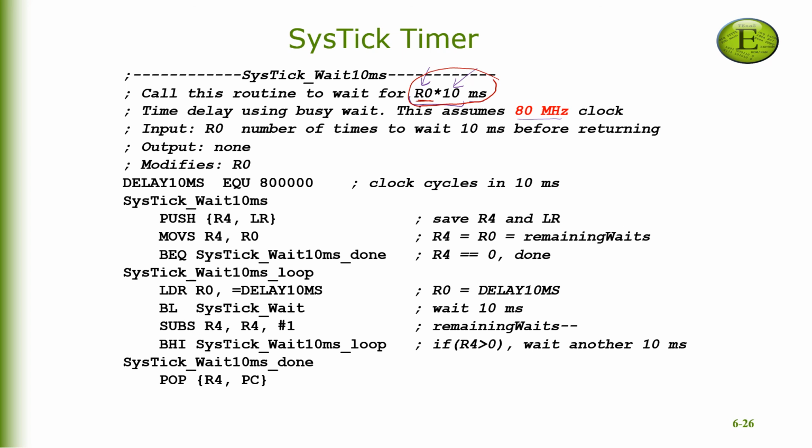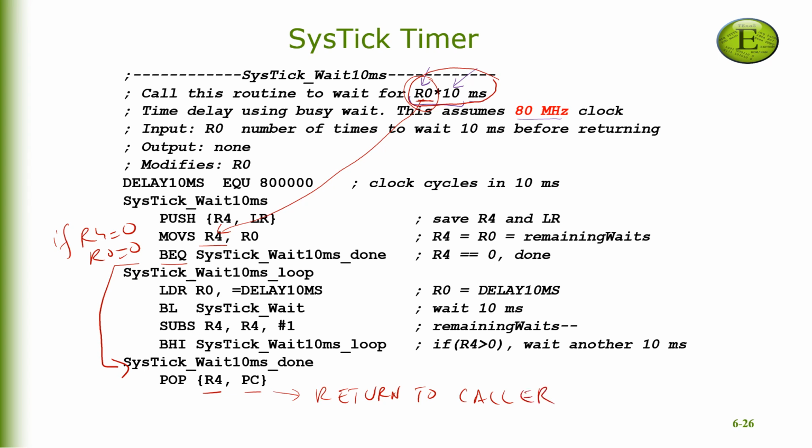now we are going to store the value of R0 into R4. So R0 is stored in R4. And we're going to check if R4 is equal to 0, meaning R0 equals 0, then we are done. Do not introduce any delay. Pop the value of R4 and pop the value of the link register into the PC and return to the caller.